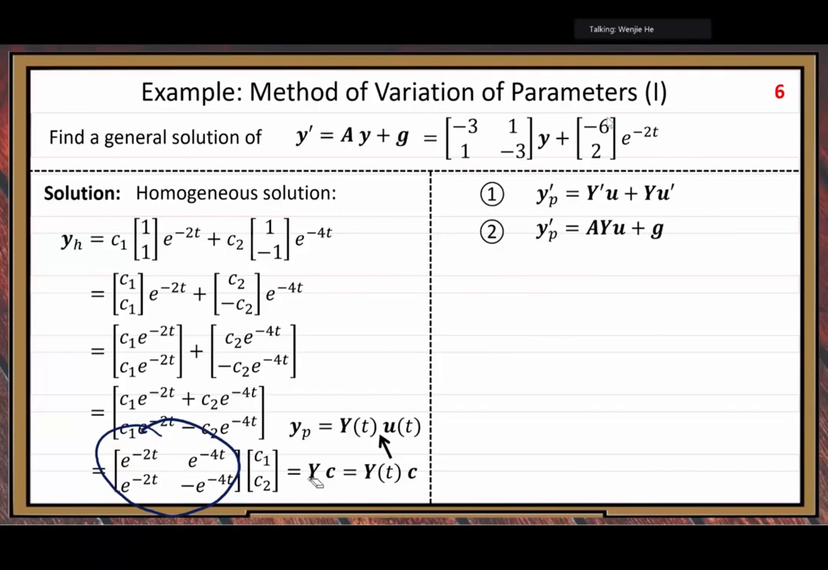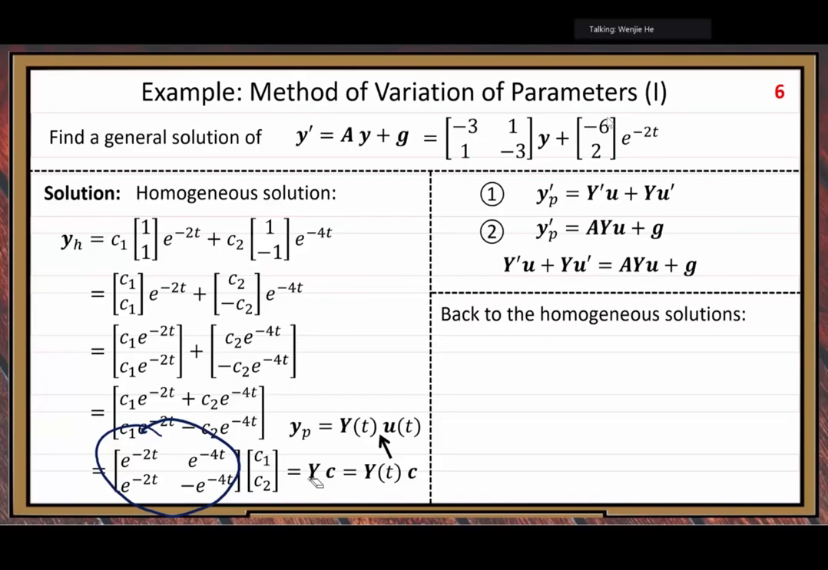Then the second one from the original equation. So YP satisfies the original equation. Now you equalize these two formulas.